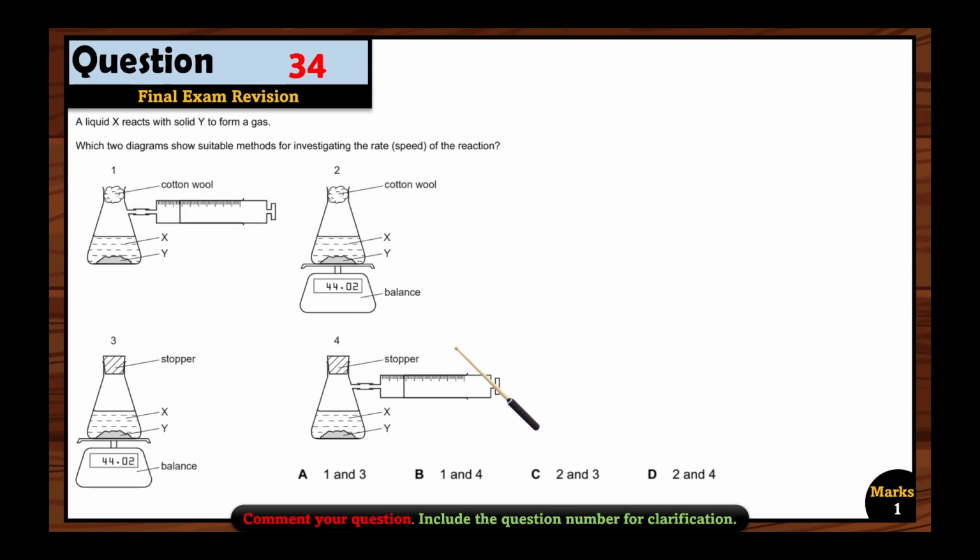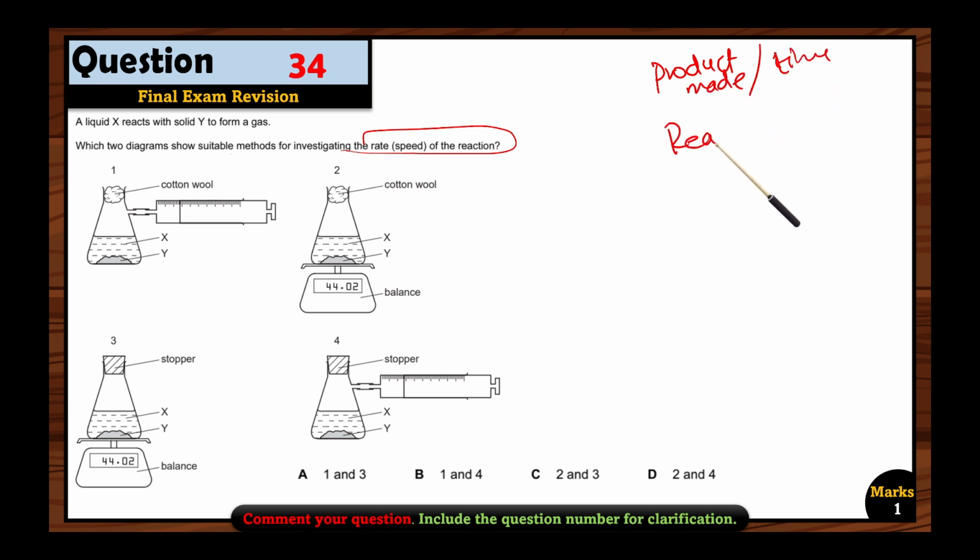Question 34. A liquid X reacts with solid Y to form a gas. Which two diagrams show suitable methods for investigating the rate of the reaction? So you want to measure the rate of the reaction. You have to see how much product is made per unit time, or the reactant consumed per unit time.